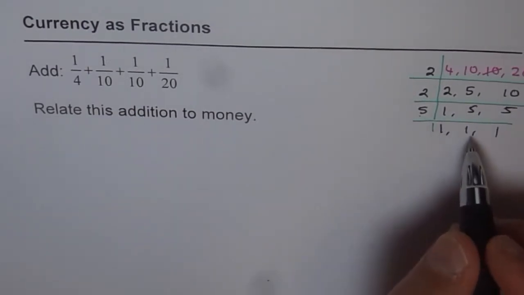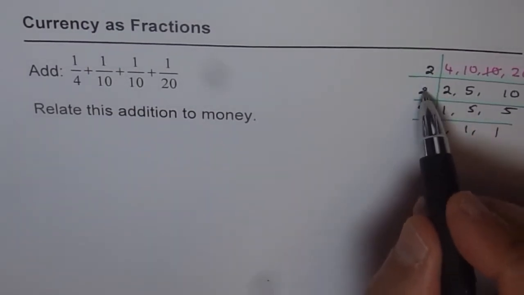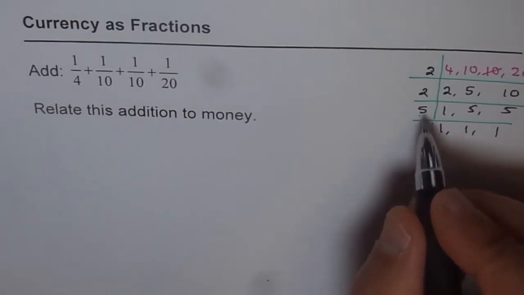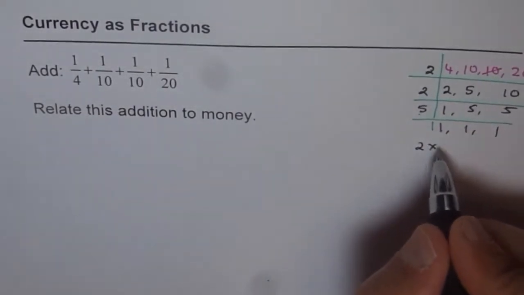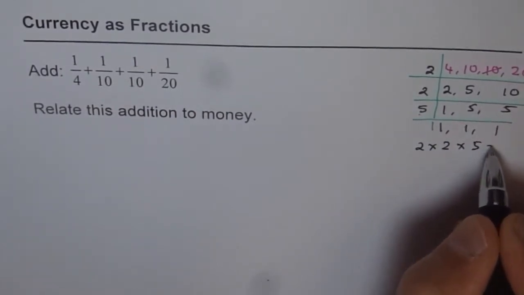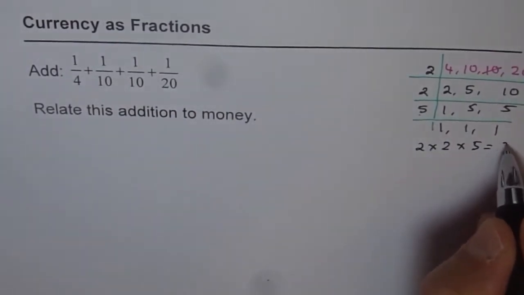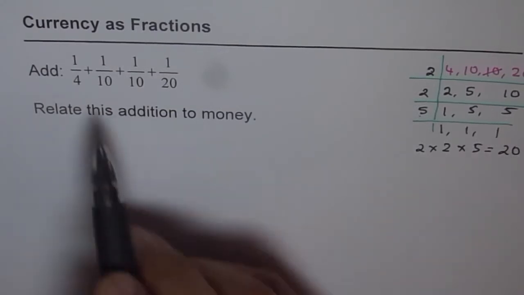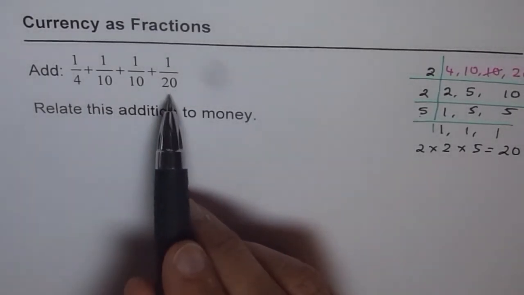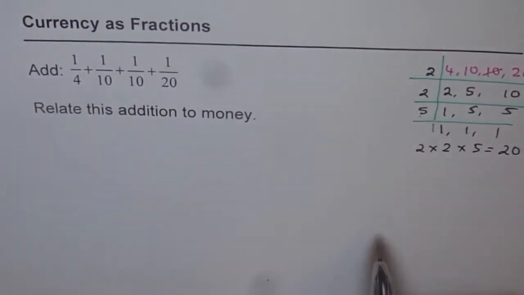So we got the common denominator now by multiplying these three numbers. So the least common denominator for these fractions is 2 times 2 times 5, which is 4 times 5, 20, right? So 20 is our least common denominator. To add fractions, we should have a common denominator. That is why we did all this.